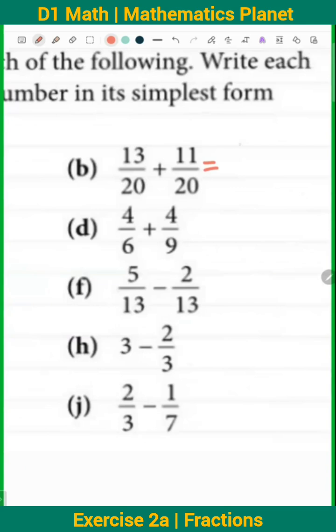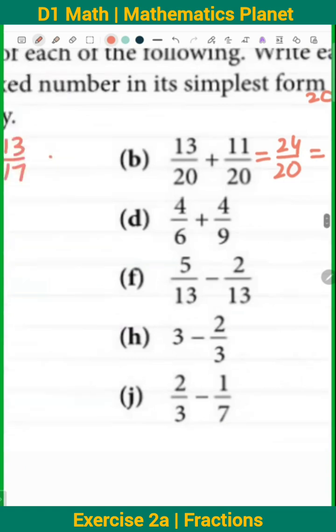24 upon 20. Very good. Now can you convert it in the mixed fraction? Yes. 20 times 1 is 20, remainder 4. What will you get? 1 whole 4 upon 20. Very good. Okay. Now there is a problem that the denominators are not equal.